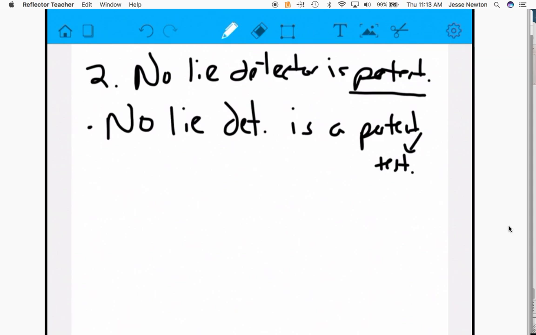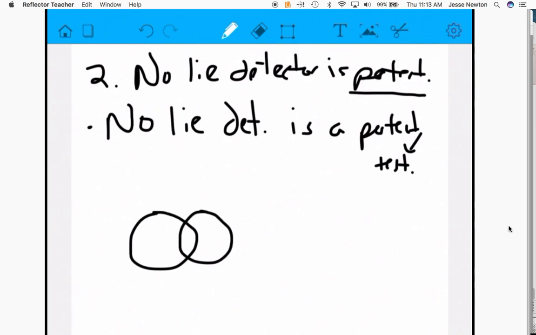Or you could say a perfect thing, you could say anything you want, as long as, as I've said in the past, it makes sense with the sentence and forms a class of things. So no lie detector is perfect. You might say no lie detector is a perfect test, a perfect thing, a perfect object. It doesn't really matter. So we just then have to Venn diagram this.